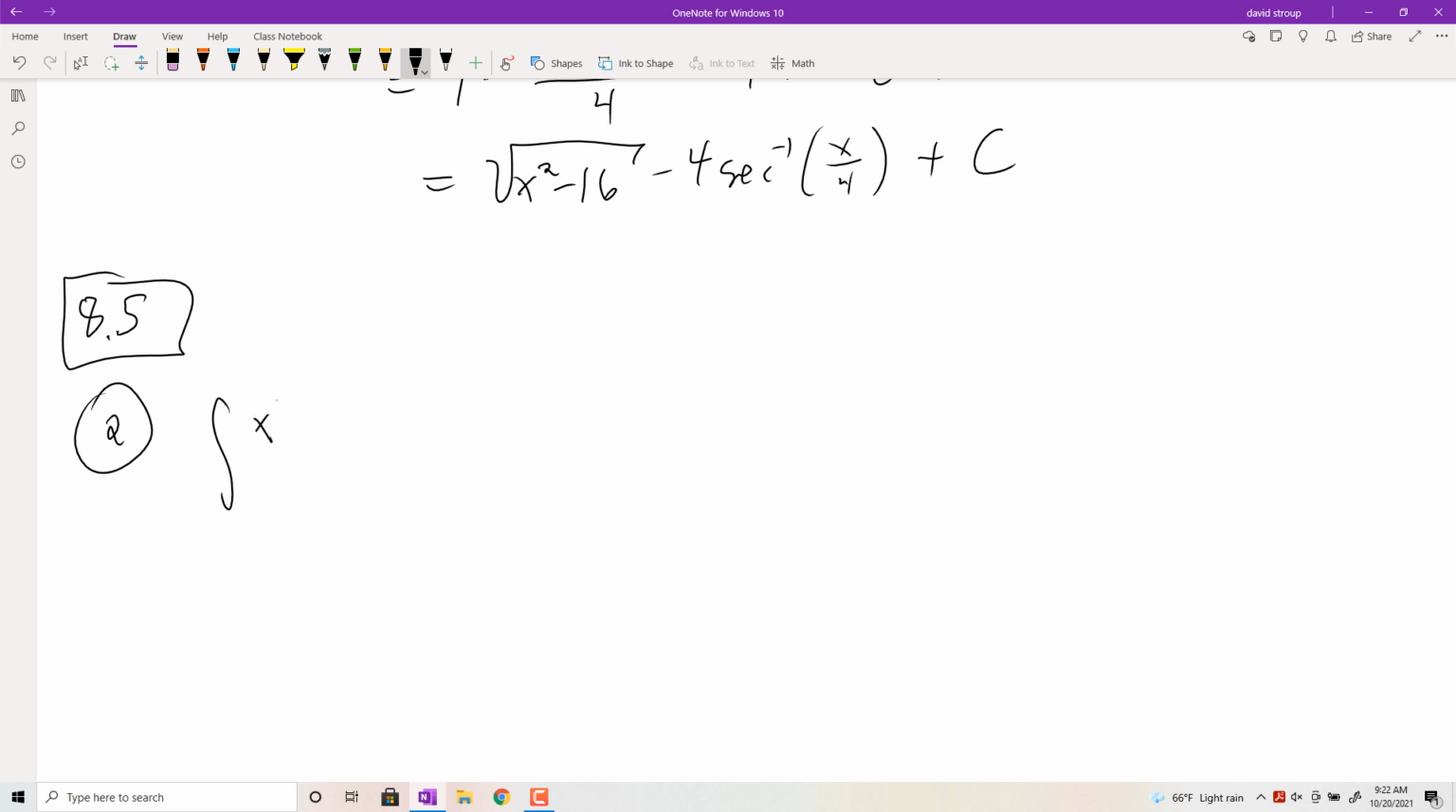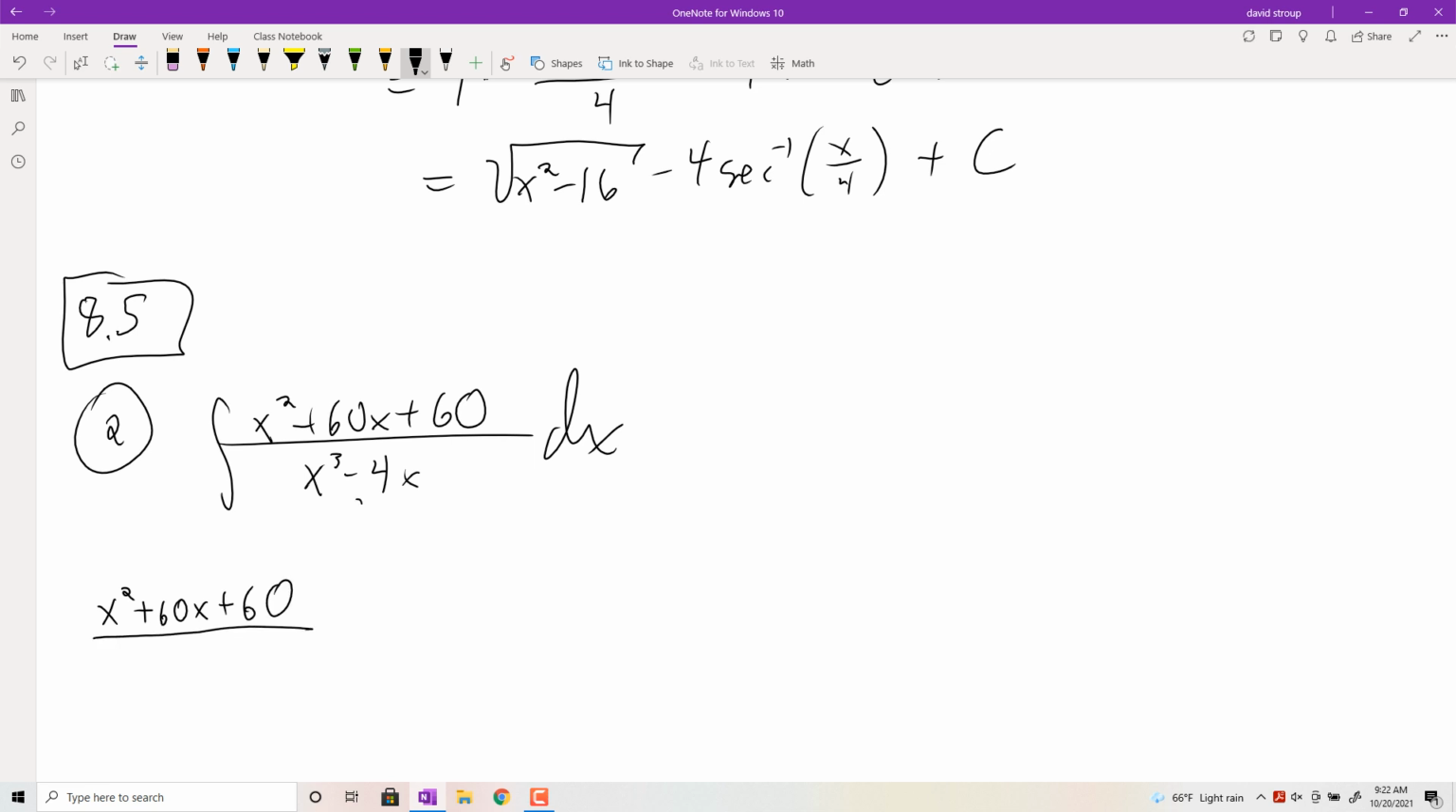Let's look at number 2. So I have x squared plus 60x plus 60 all over x cubed minus 4x dx, right? I need to do a partial fraction decomposition on this guy. So I'm going to factor that denominator. So this is really the same as x times x squared minus 4. And that's the same as x times x minus 2 times x plus 2. So it's just a bunch of linear factors. It shouldn't be too hard to deal with.